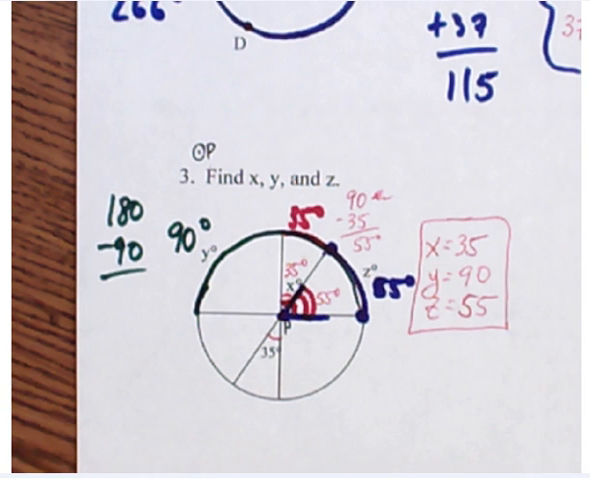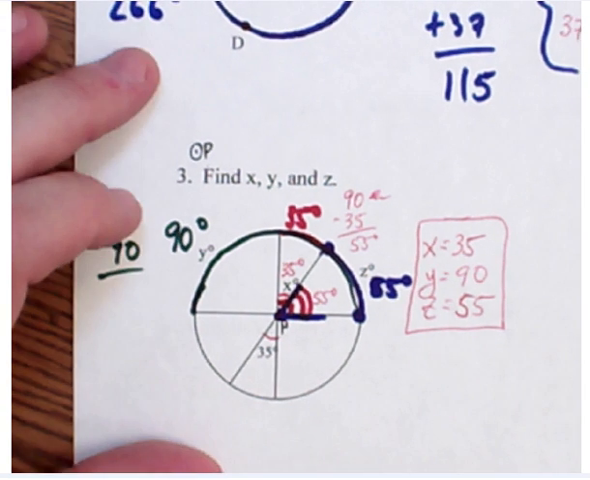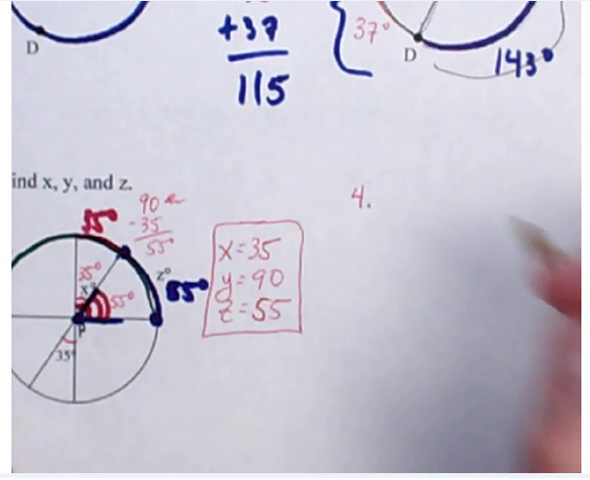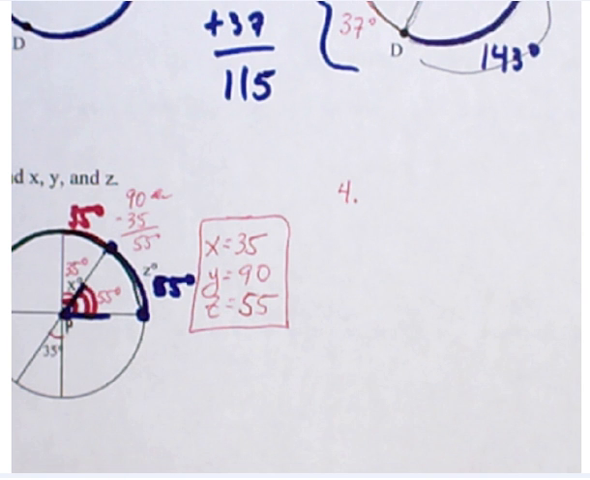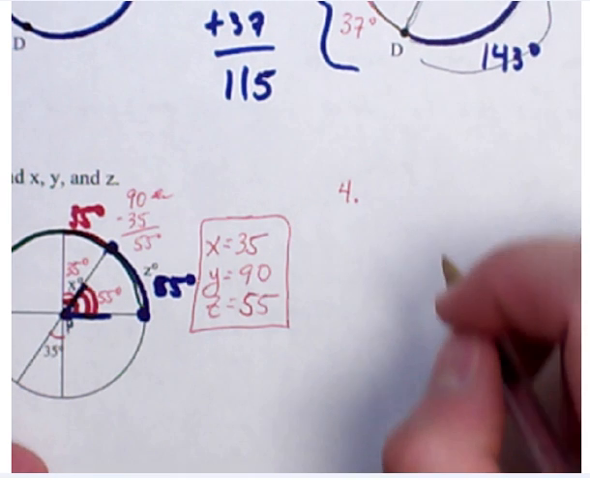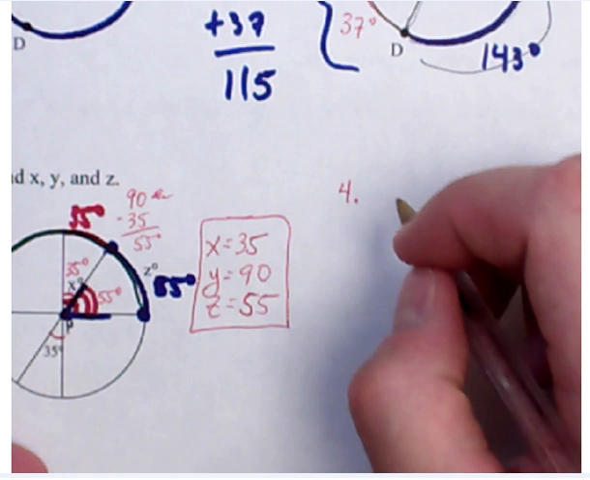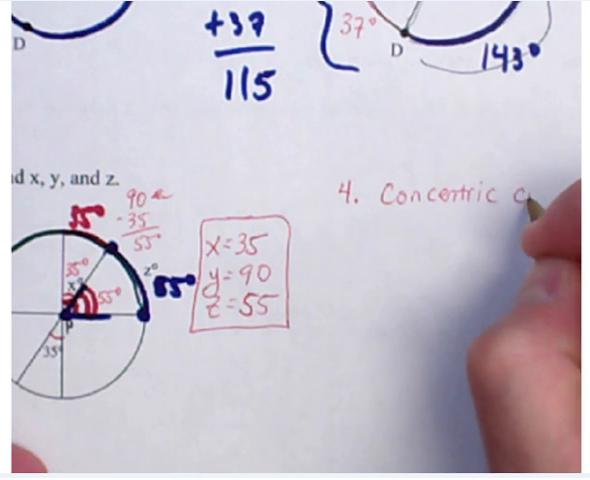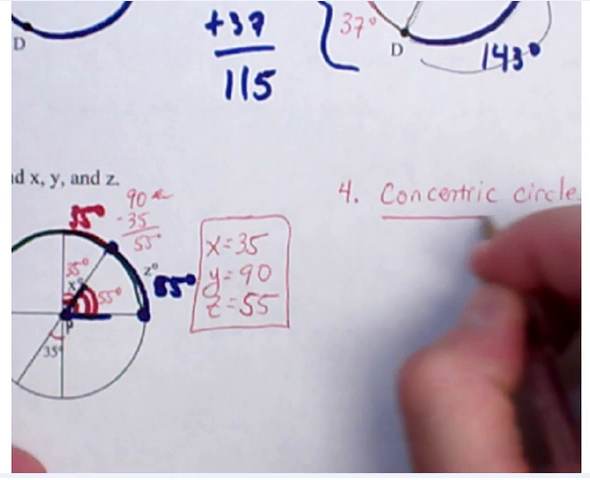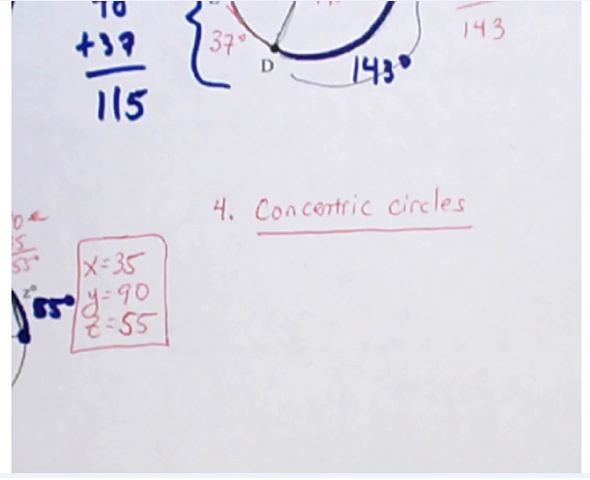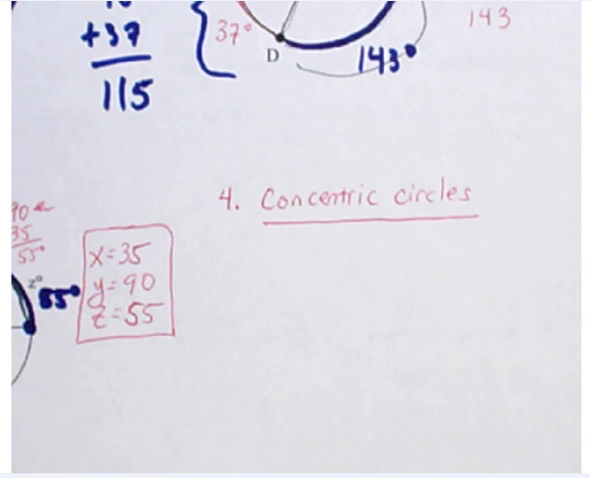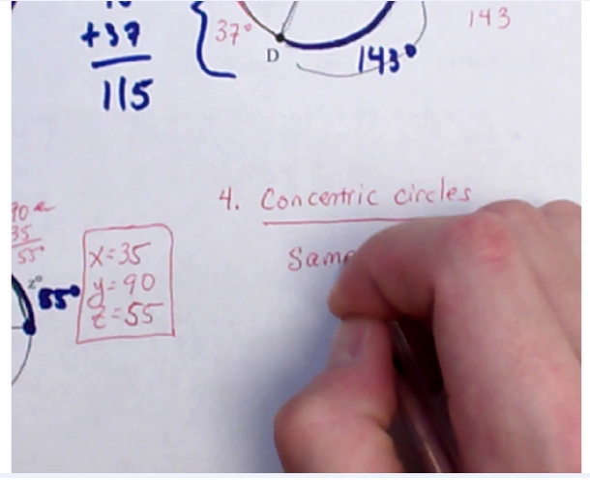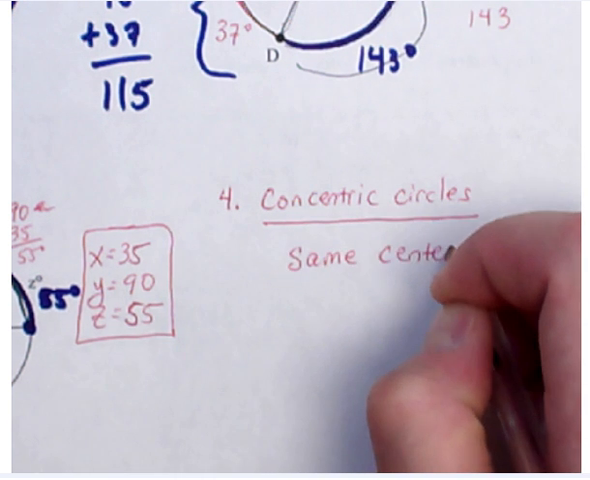Okay, that's it. Now let's just talk about one more thing here. We're going to put a number 4 on this. This is a vocabulary word. You'll see this on your assignment in one of the questions. Concentric circles. All that means is it's two circles that have the same center. Two circles that share the same center.